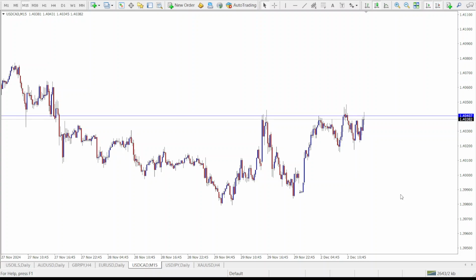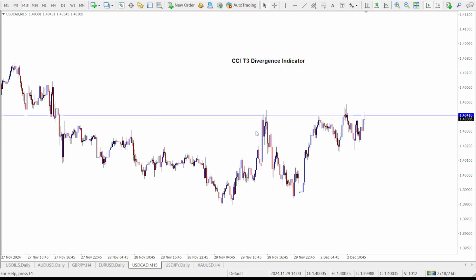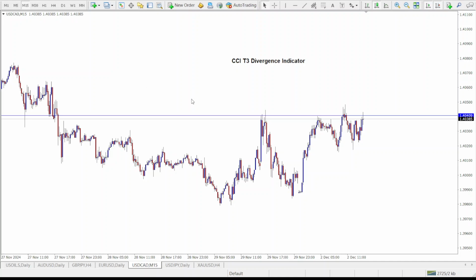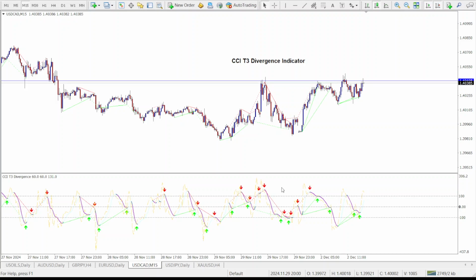In this video, we are going to discuss the CCI T3 Divergence Indicator. It's quite a unique indicator and I'm just going to write the name here on the chart so we can see it clearly. The CCI T3 Divergence Indicator. I'm going to add the indicator to the chart right away. It's a custom indicator, meaning you have to download it from an external site and add it to your indicators library before you'll be able to use it on your chart. So it's quite a straightforward indicator.